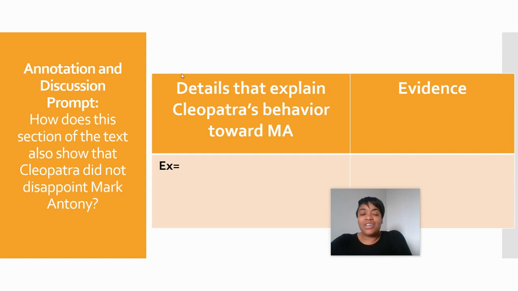On your left, your box will read details that explain Cleopatra's behavior toward Mark Antony. On your right, you will have your evidence. Go ahead and take this time, create your T-chart.